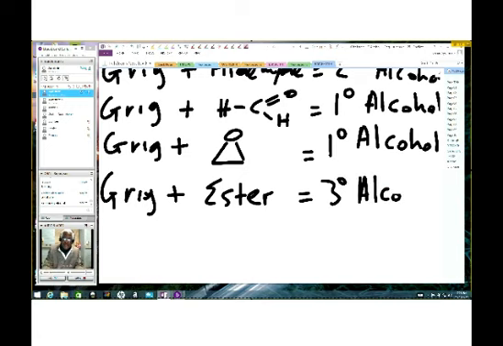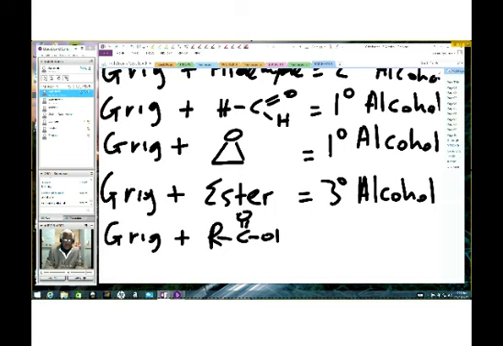A Grignard plus any acid. Okay, in this case, carboxylic acid. Okay, what do you get? You get either an alkane or an alkene, depending on what your Grignard reagent is, or a benzene type molecule, depending on the Grignard that you are starting with.